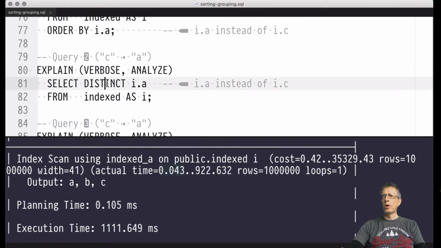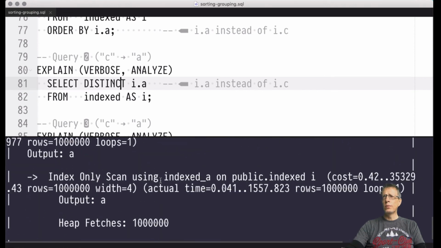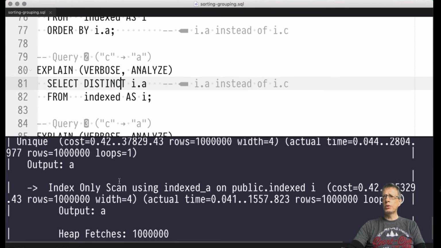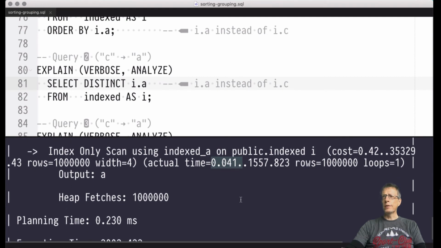I think the picture will be very similar in this distinct case. I think we should see an index only scan in this particular situation, because A is all we're interested in in the final result. There you go, it's an index only scan. And again, no waiting time involved here.